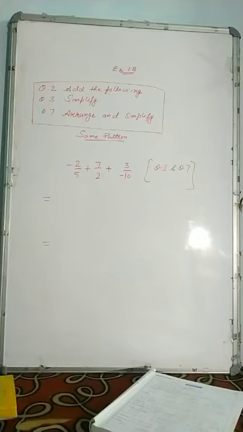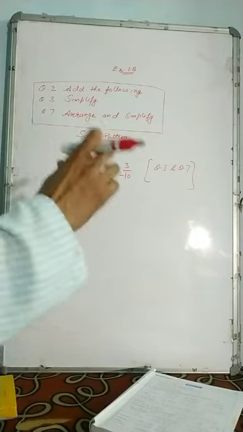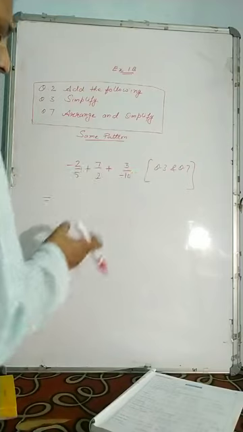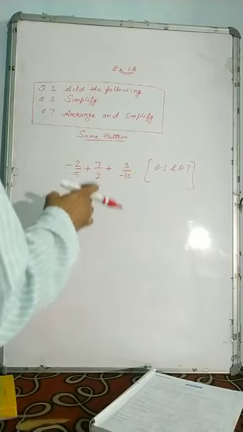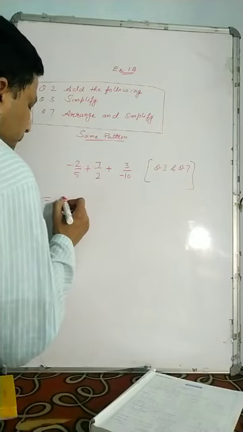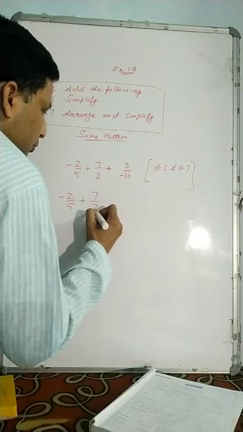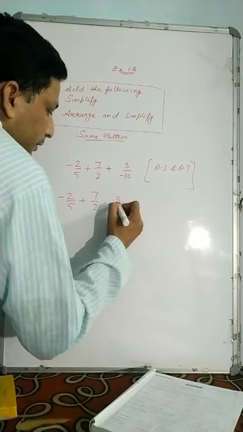Let's take another example for question number 3 and 7. Here you can see minus 2 upon 5 plus 7 upon 2 plus 3 upon minus 10. There are two symbols between two rational numbers. So first of all, we will convert these two symbols into the single symbol, and this process is also known as standard form. Minus 2 upon 5 plus 7 upon 2 plus minus 3 upon 10.